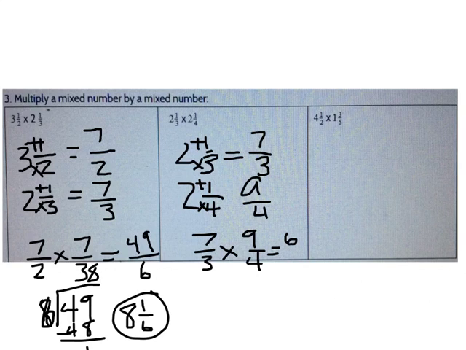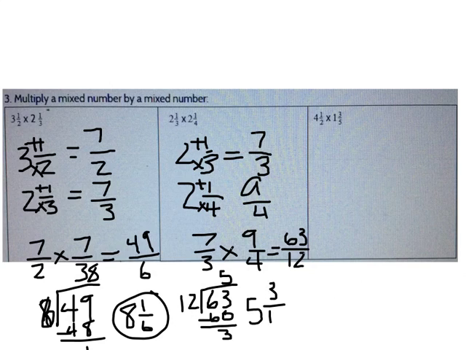Now I can multiply 7 over 3 times 9 over 4. When I multiply 7/3 times 9/4, what improper fraction do I get? Well, 7 times 9 is 63. 3 times 4 is 12. I get 63 over 12. Now I can change that into a mixed number. 12 goes into 63 5 times, with 3 left over. So I get 5 and 3 twelfths.